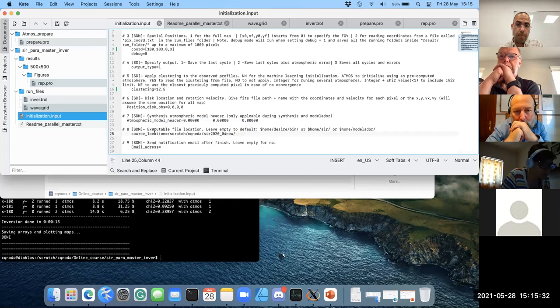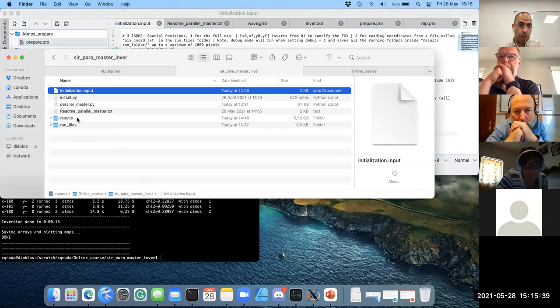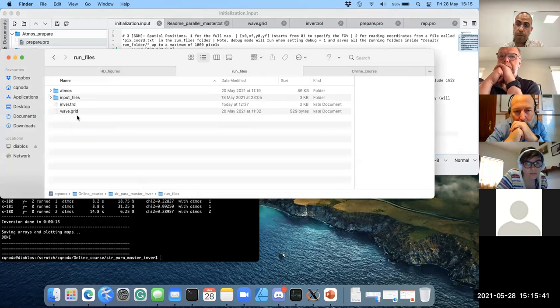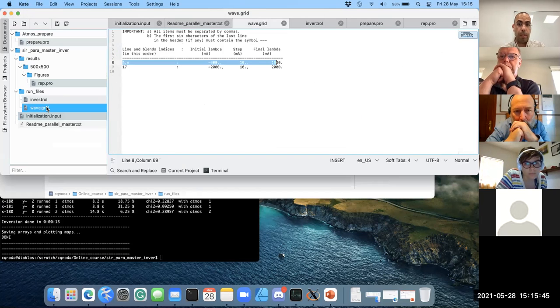Okay, so before going to run the code, as we are going to do inversions, let's check that we have to define some files. The wave grid is the one I showed you here. I just copied the one from the synthesis and put it here because it's exactly the same.